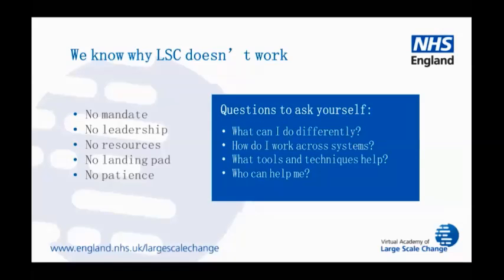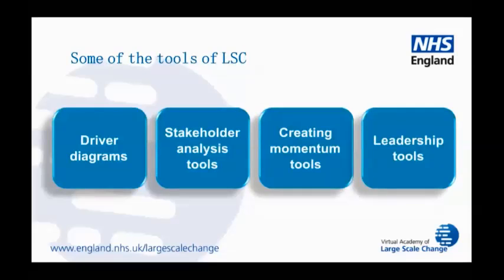So how do we work with that? What can you do differently? So ask yourself, what can I do differently going forward? How do you work across systems? Some of this thinking will definitely help you. What tools and techniques can you use to really help you? And I hope the ones I'm going to share with you will do. And who can help you? This cannot be you on your own. It's going to be too big, too complex. You need those 5 points on the side to be your key ingredients to successful large-scale change.